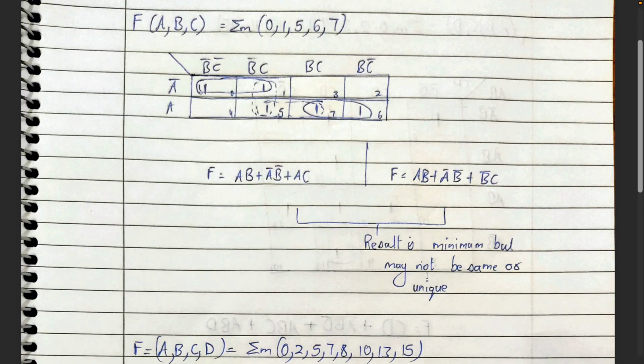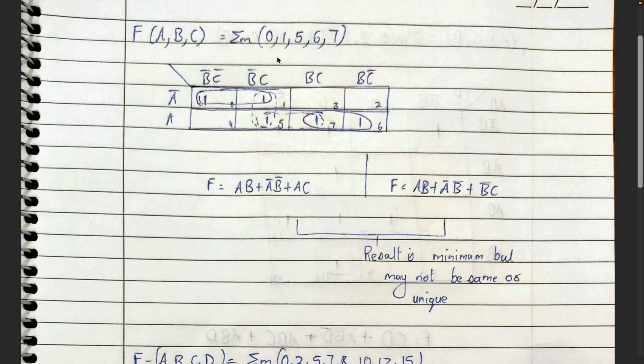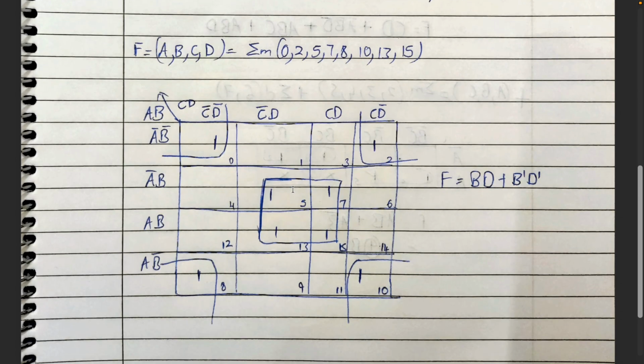The result is minimum but may not be the same or unique. Any one of these can be used as a Boolean expression, not a problem. This is because of the overlapping.